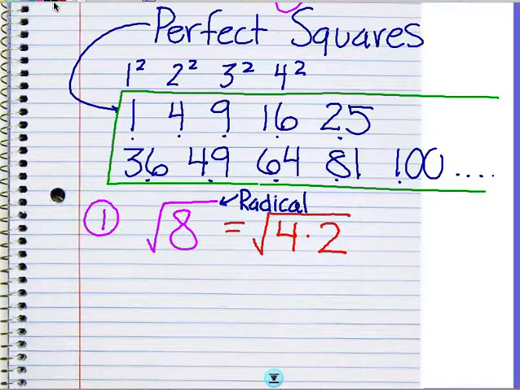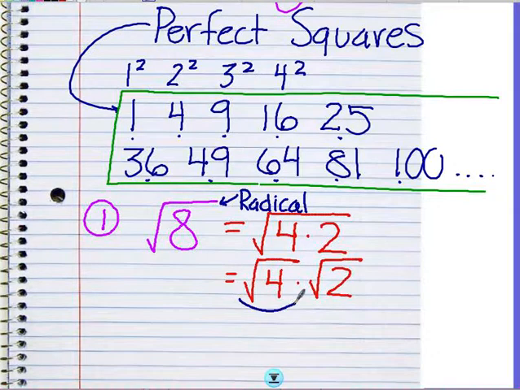Now, what we're going to do next is a rule in math: if you have two things multiplied under a radical, you can give each their own little house, their own little radical. And then it turns out that the square root of 4, if you took that on your calculator, is just this cute little 2. But the square root of 2, although 2 is very nice, when you take the square root of it, you get a decimal. And that is kind of yucky, so we are just going to leave that like this.